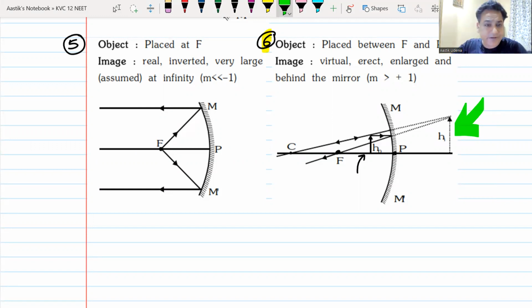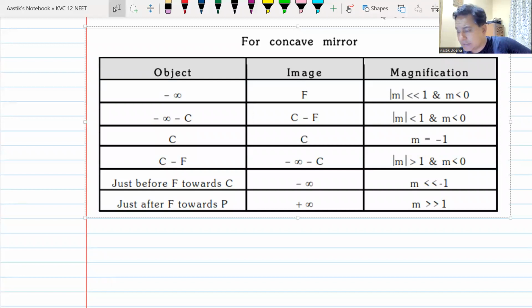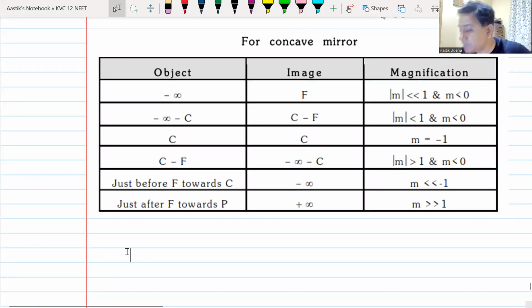Have we noted it down? Everyone, the 6 positions of the object and the 6 positions of the image. We will note down some important points here. But first, I want you to be comfortable with what we have written up till now. Have we noted it down? Yes, sir. Okay, so what I'm going to show you now is a smaller version of the same table.